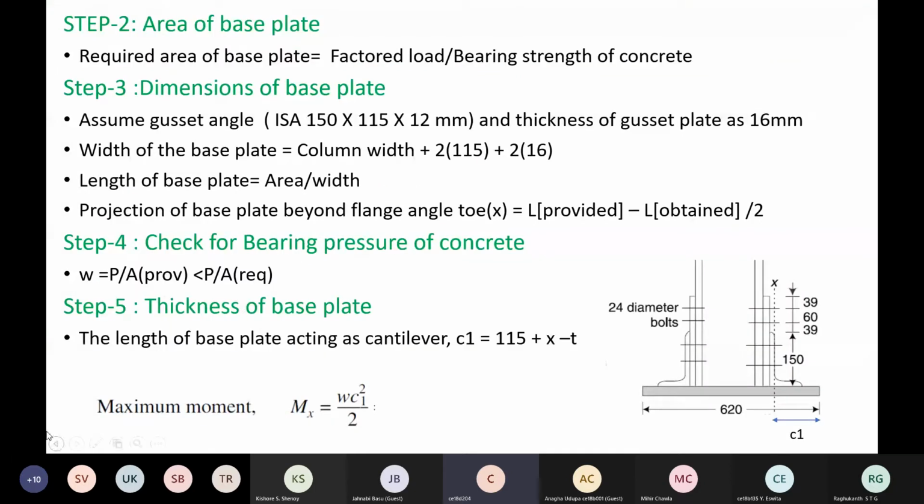The most important thing is to find out the dimension of the gusset base we are providing. First we have to calculate the required area of the base plate. We all know that for area we do force divided by stress. Similarly, here we know the factored load and the bearing strength of the concrete. Just substitute and calculate the required area of the base plate. The factored load is 1700 kilonewton and the bearing strength of concrete is 0.45 times 15. Let me know what is the required area of the base plate.